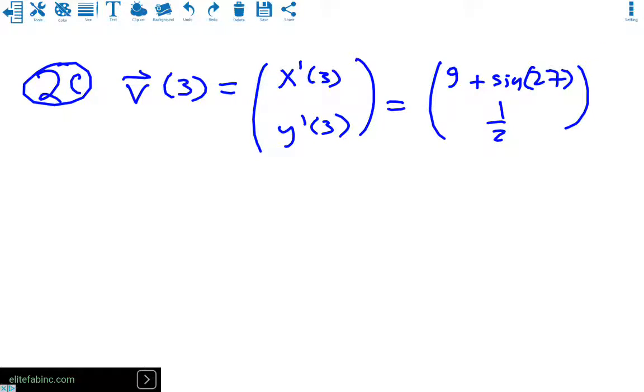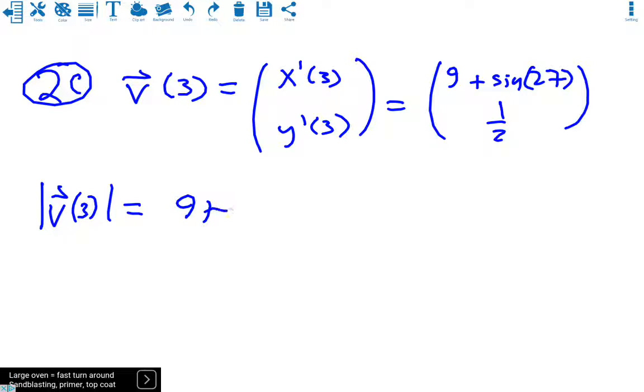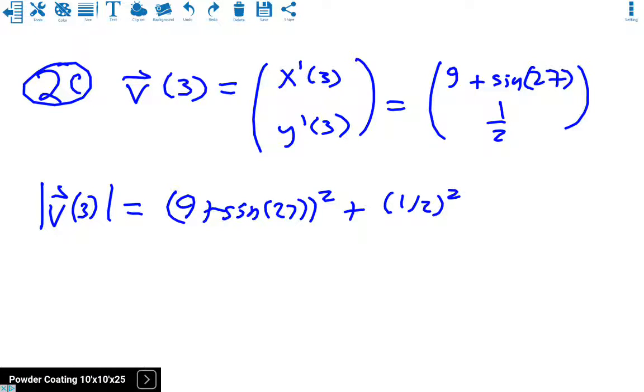Now what's the magnitude? The length of the velocity vector, the speed, that's what they wanted, right? It's the length of that vector, which is going to be 9 plus sine of 27 quantity squared plus 1/2 squared, square rooted.